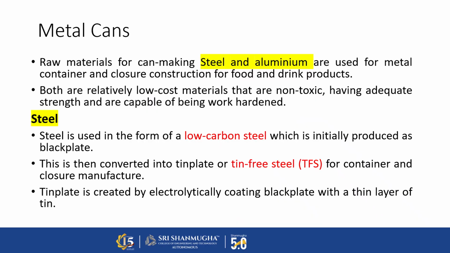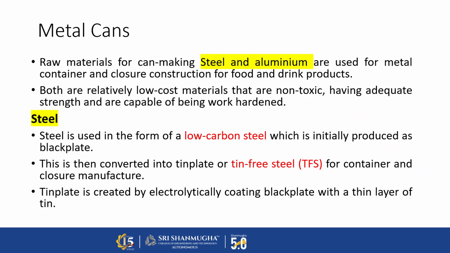In metal can processing, steel and aluminum are the main materials used to make cans and lids for food and drinks, like cold drinks. It is used because it is non-poisonous to the food and it is cheap compared to other materials. They are strong, and they can be made harder after being shaped. For example, cold drink cans can be made from aluminum. Food cans like beans or soup cans are usually made from steel.